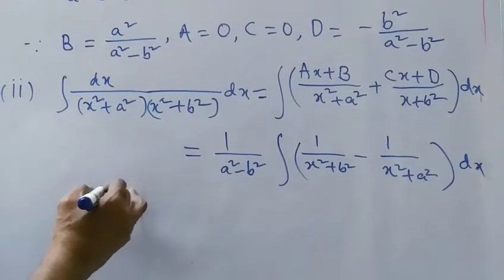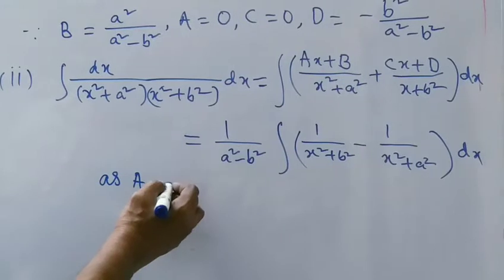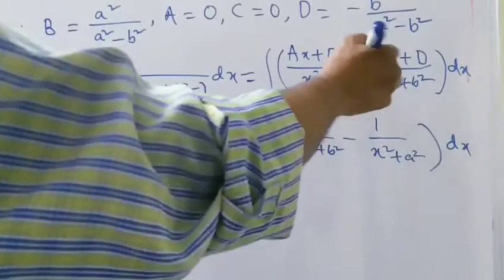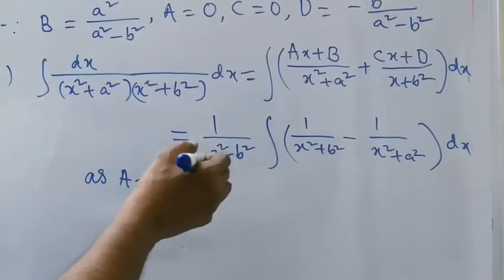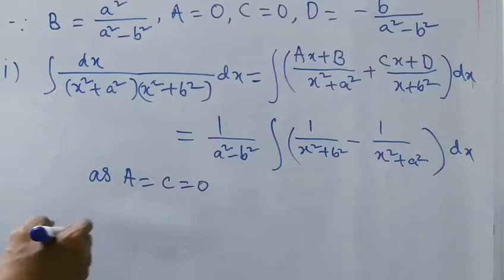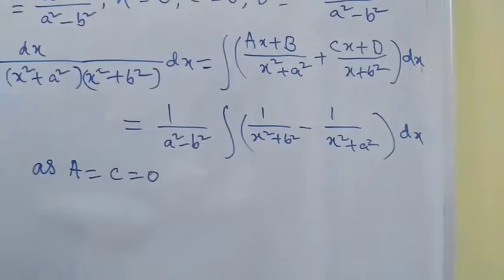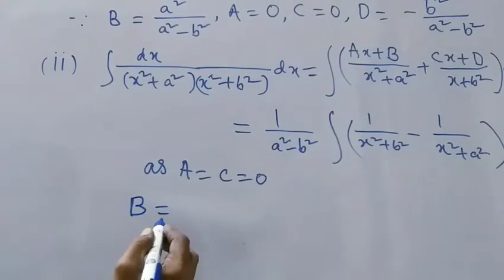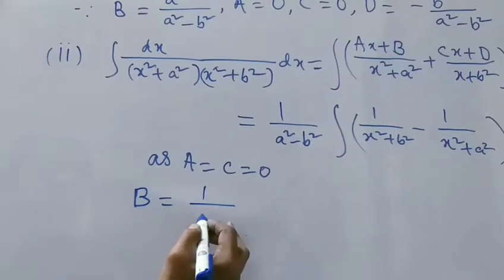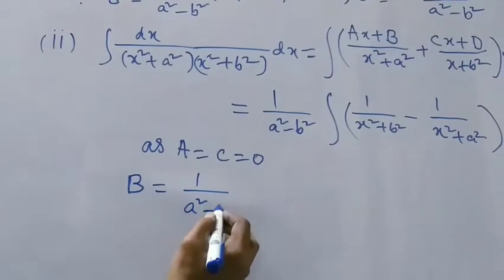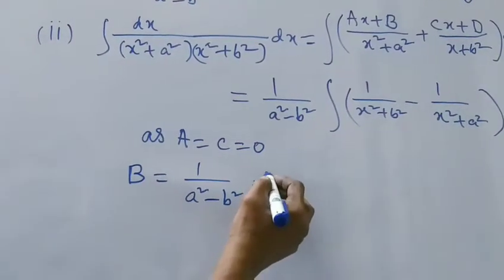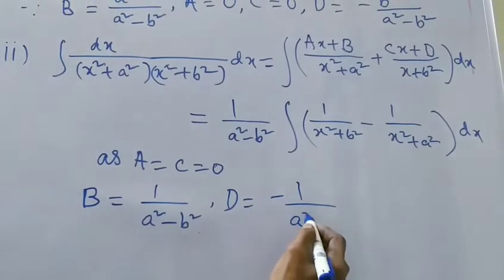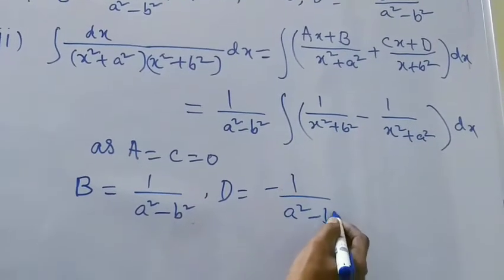Here, a is equal to 0 and c is equal to 0, both are zeros. The remaining leftover is b is equal to 1 by a square minus b square and d is equal to minus 1 by a square minus b square.